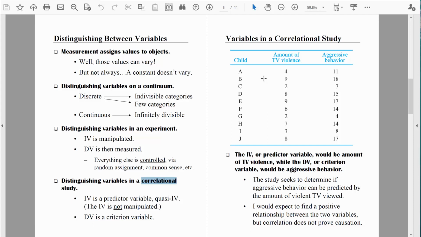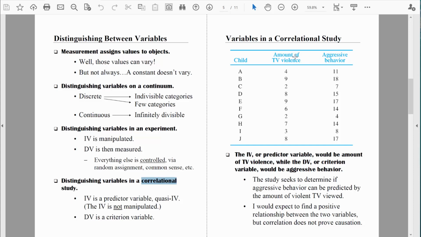In other words, I want to see if there's a correlation between these two variables. So we have two different variables that we're looking at. One is the number of hours of TV violence that a child watches per week. And another is some type of measurement of aggressive behaviors that the child behaves in, like for example at recess or maybe throughout the day at school.